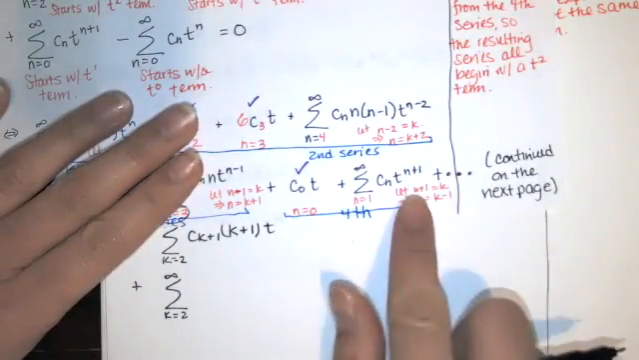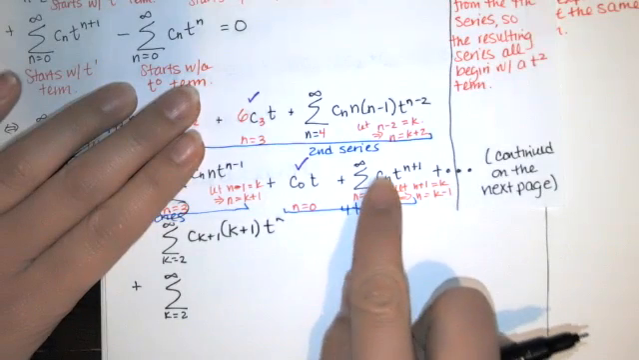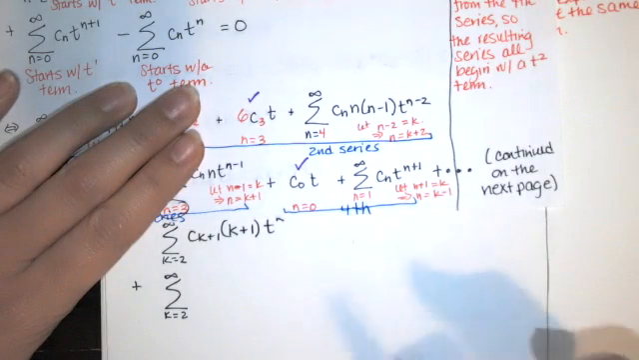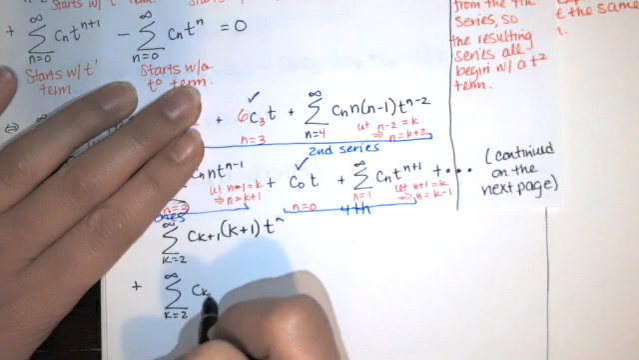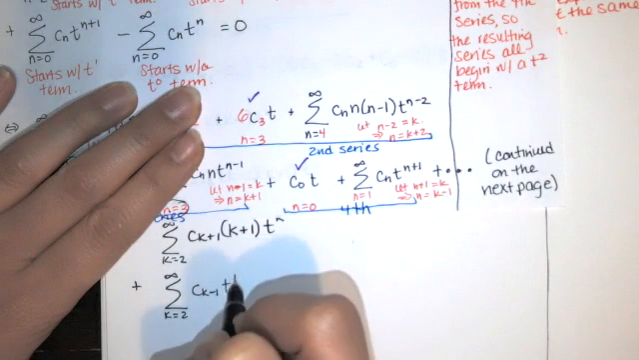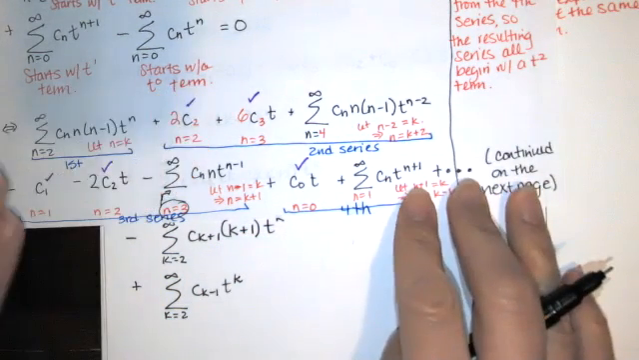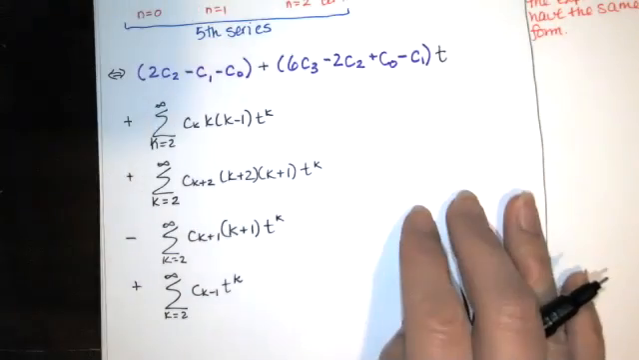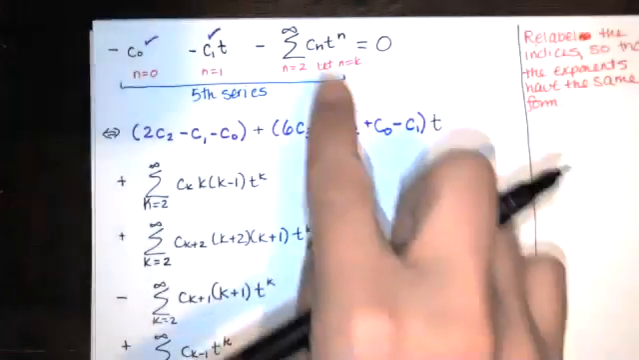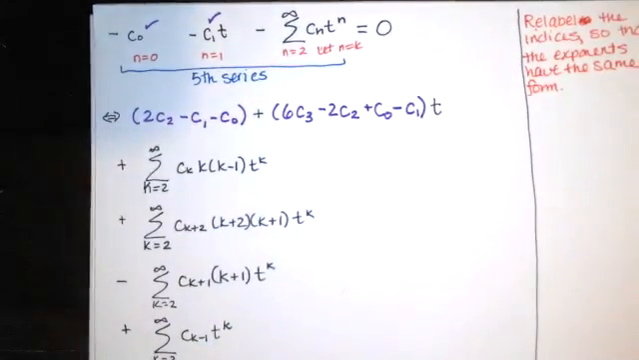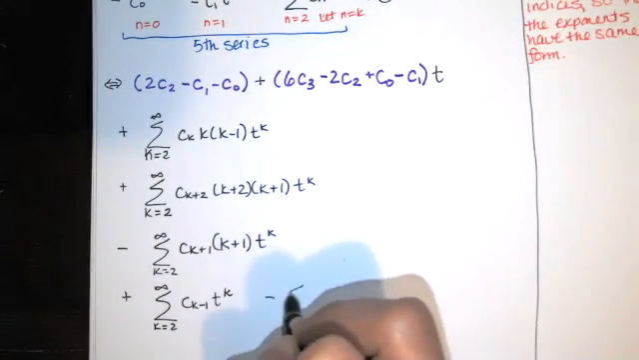So I'm focused on this one now. And n is replaced by k minus 1. So this is c sub k minus 1 times t to the k. That's our fourth series. And then our last series is this one. You're just replacing n with k. So I'm just going to write that on this line.